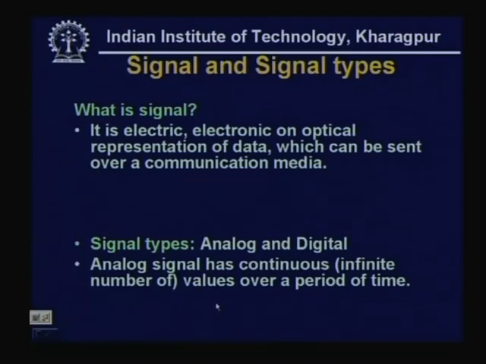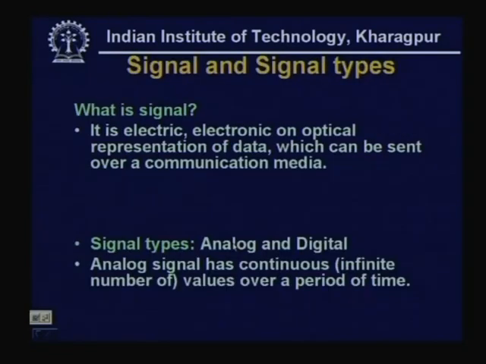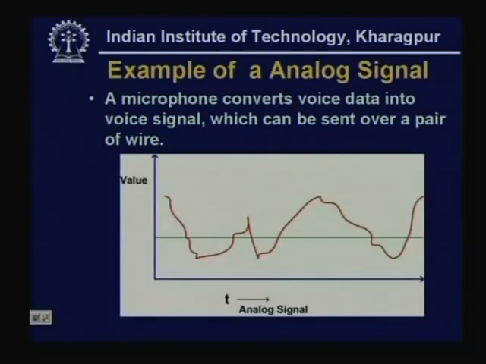Again, as we shall see, signals can be of two different types, analog and digital. It can be either analog or digital. An analog signal has continuous values over a period of time, or you can say an infinite number of values over a period of time. For example, this is an example of an analog signal. As you can see, a microphone converts voice data into a voice signal.